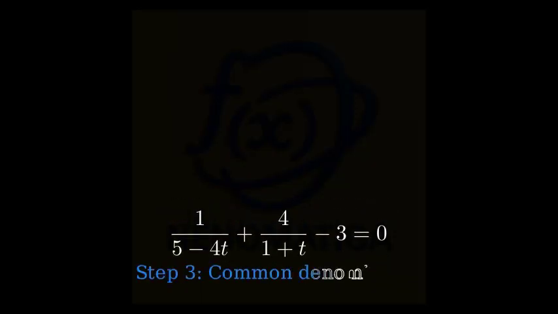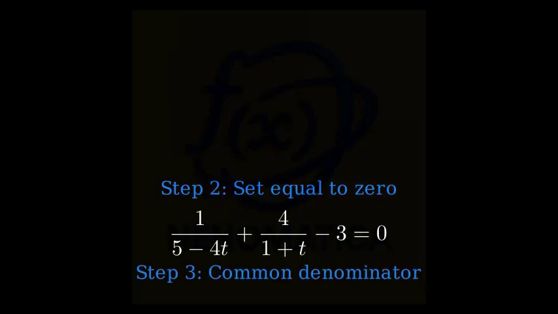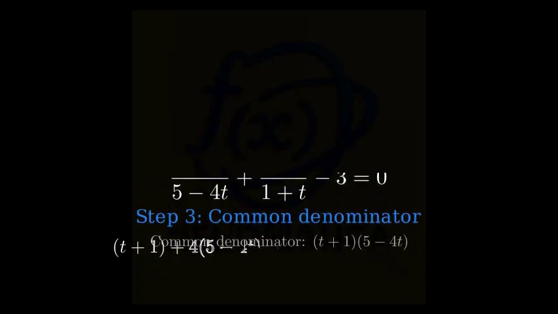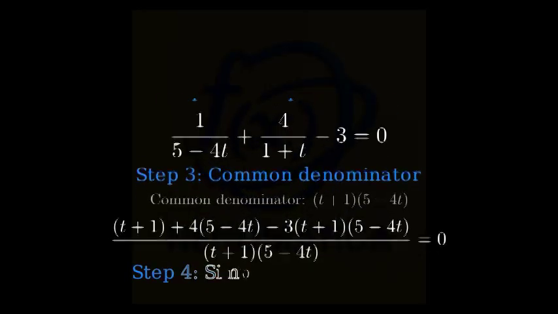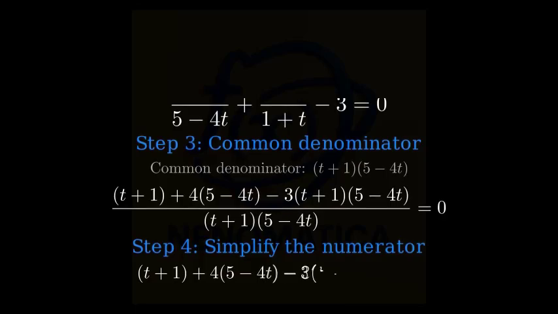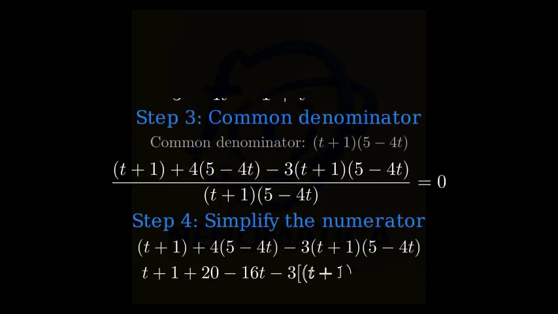Step 3. Combine the three terms using the common denominator (t plus 1) times (5 minus 4t). Write the single fraction. Step 4. Expand and simplify the numerator. It becomes 2t squared minus 3t plus 1.